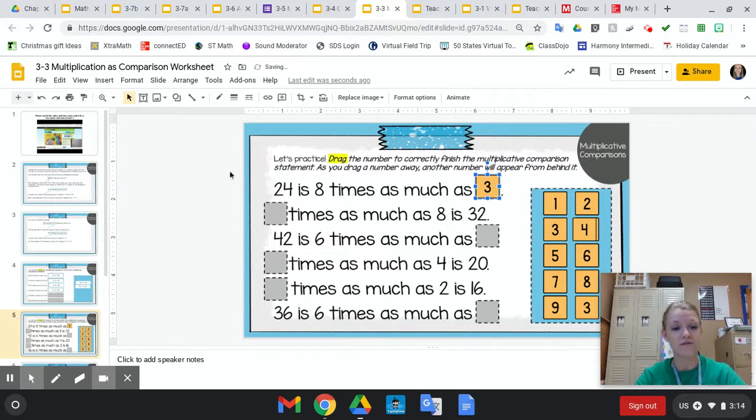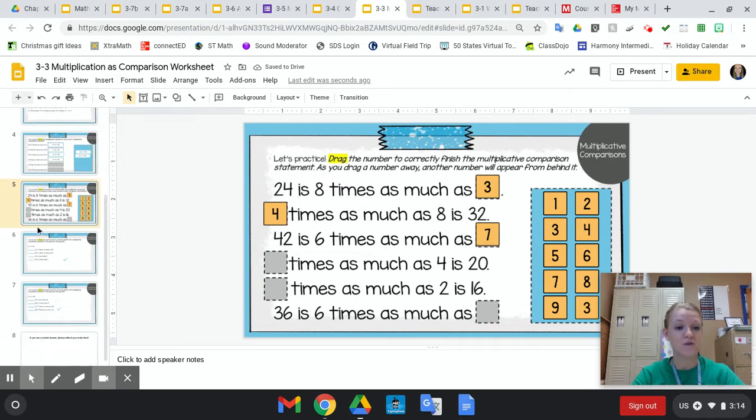Mistakes are our friends, right? As long as we're able to catch them and understand why we made them. All right, then something times as much as 8 is 32. That's where I was going with that. 4 times 8 was equal to 32. 42 is 6 times as much as, and if you remember from the previous lesson, that was 7. And so on and so forth.